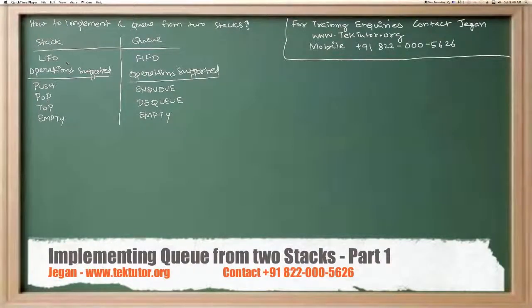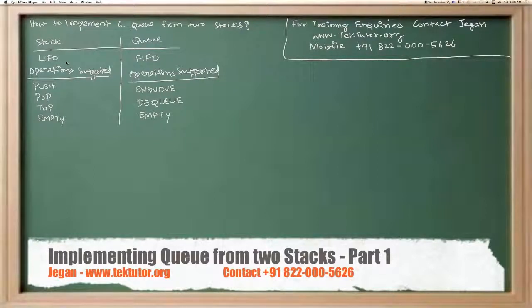In this video tutorial, we'll see how to implement a queue from two stacks. So let's compare the properties of stack and queue at a high level. Stack operates in the LIFO fashion, that is last in first out, whereas queue operates in FIFO fashion, first in first out.